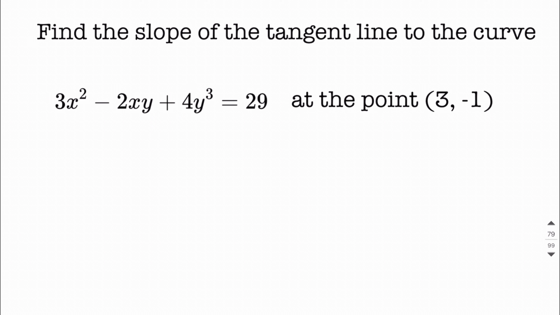Okay, the goal on this problem is to find the slope of the tangent line to the curve, and then we have an equation at this specific point, (3, -1). So to do so, we're going to use implicit differentiation to help us out. So I'm going to go ahead and zoom in here.